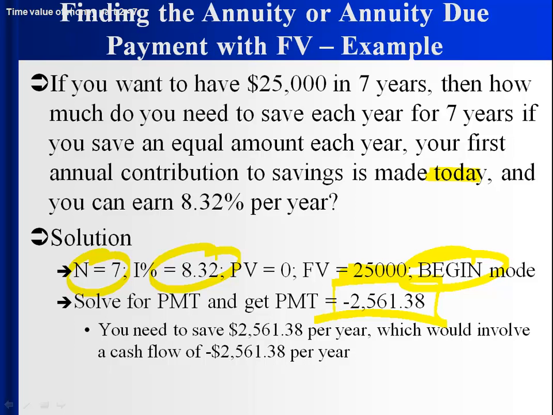2,561.38. So today you put in 2,561.38. In a year, 2 years, 3 years, 4 years, 5 years, 6 years, and then not in 7 years, because in 6 years that's your 7th payment. You show back up in 7 years and you would collect 25,000.